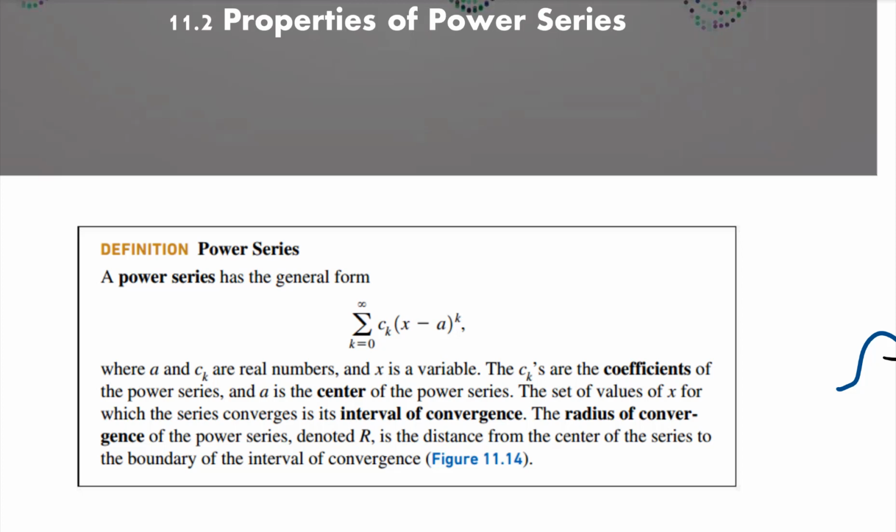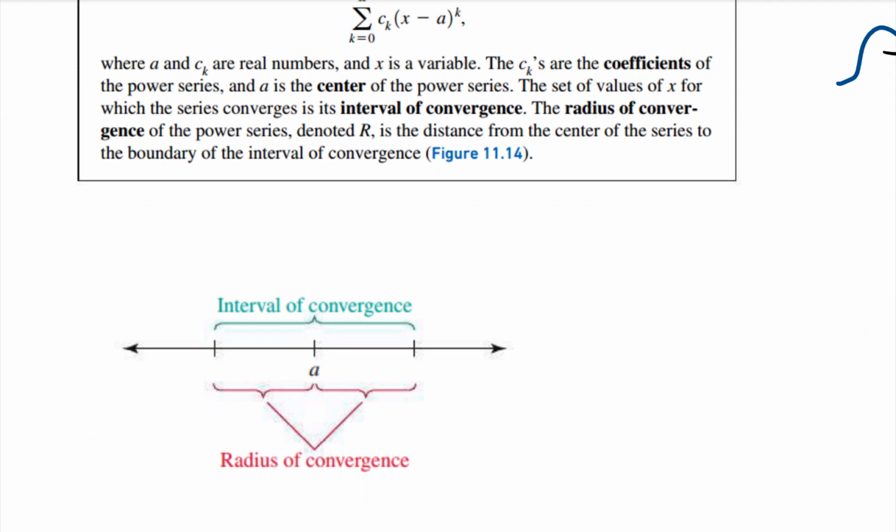And then the radius of convergence of the power series, denoted as big R, is the distance from the center of the series to the boundary of the interval of convergence. So if maybe this is 1, and the interval of convergence goes from 0 to 2, what's the radius? Well, how far is it from 1 to 0? That's 1. How far is it from 1 to 2? It's 1. You know, kind of like a radius and diameter. We think of the radius of convergence as half as big as the interval. And that's where we're going to go with this.